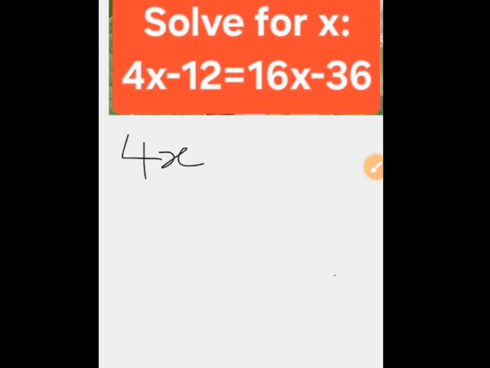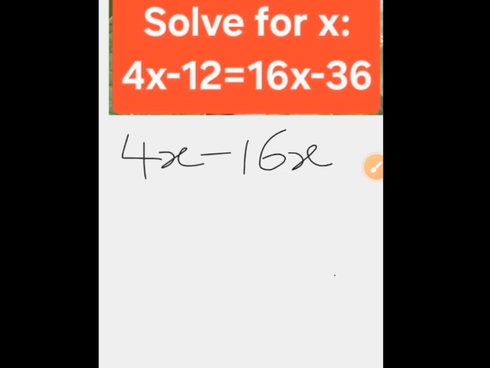sign must change. If you look at this 16x, it's positive, that's plus 16x. So when it goes over to the other side of the equality sign, it must become minus 16x. That's why equations are very important for teachers to teach very well. Once something crosses over to the other side of the equality sign, whether from right to left or left to right, the sign it has must change. That is a very simple principle.